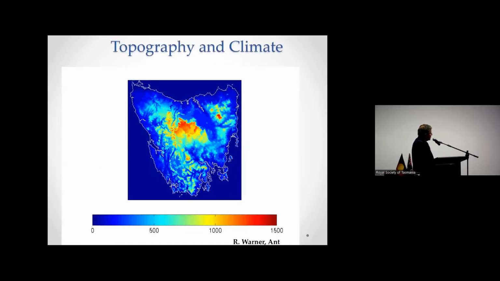So the situation for Tasmania then is that we've got this variability in rainfall particularly, but also in temperature across the state, largely caused by topography, but also because of our placement in the westerly wind belt.